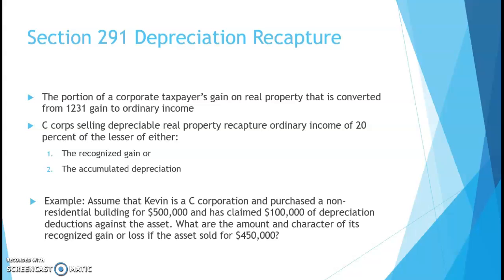So we're now going to assume that Kevin is a C corporation and they purchase a non-residential building for $500,000, and they have claimed $100,000 of depreciation deductions against the asset. What are the amount and character of its recognized gain or loss if the asset sold for $450,000?